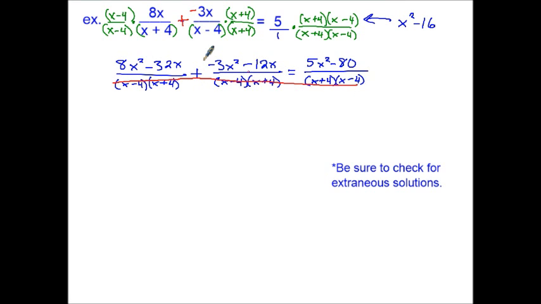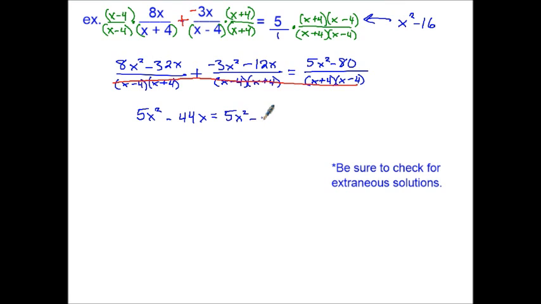So those guys disappear, and now I just have to work with the equation I'm left with in the numerators. On the left-hand side, I've got 8x squared minus 3x squared, which is a 5x squared. Then I've got a minus 32x and a minus 12x, which is going to be a minus 44x. And that's going to equal 5x squared minus 80.